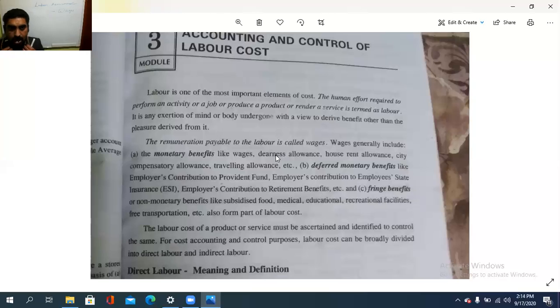Okay. So monetary benefits like wages, dearness allowance, house rent allowance, city compensatory allowance, traveling allowance, etc. All the money-related benefits, that is monetary benefit.